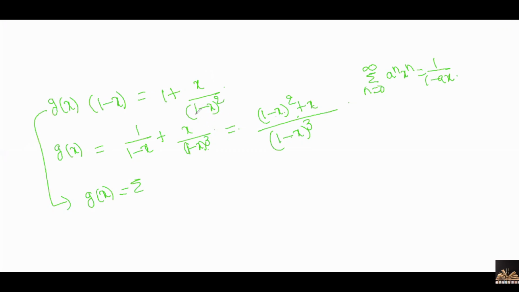Consider this. 1 by 1 minus x can be written as, here your a value is 1. That means a power n, 1 power n into x power n. So it indirectly equals x power n. So summation n equal to 0 to infinity x power n, plus this can be written as x by 1 minus x whole square.